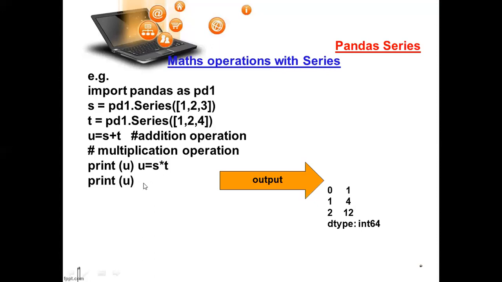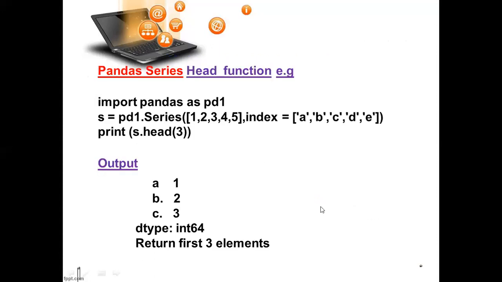Now we'll discuss the head and tail functions in a pandas series. Head means the beginning values will be displayed, and tail means the ending values will be displayed. See the difference here.